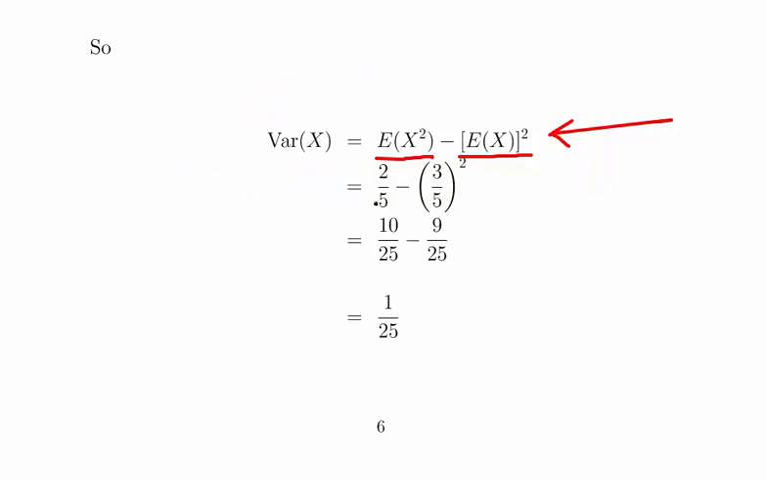We found that one is equal to 2 over 5 and the other is equal to 3 over 5. 3 over 5 squared is 9 over 25. 2 over 5 can be written as 10 over 25, and therefore the variance of x is 1 over 25. Just as a remark, the standard deviation of that, which we're going to be using shortly, is the square root of that, which is 1 over 5.